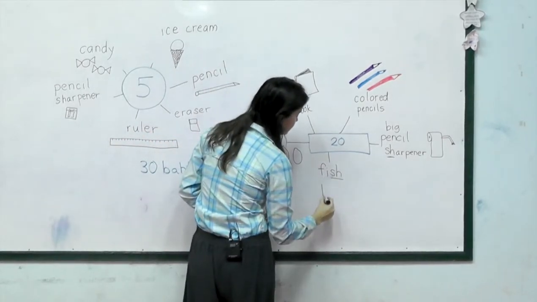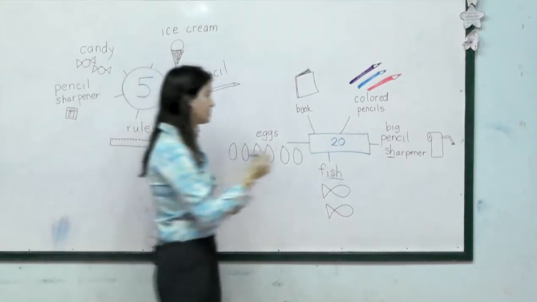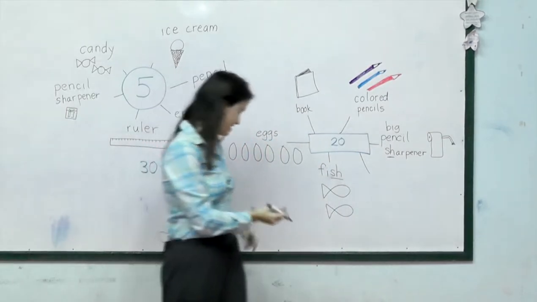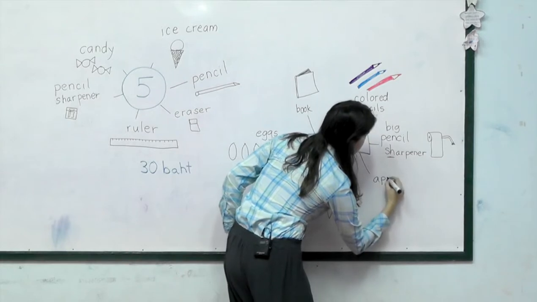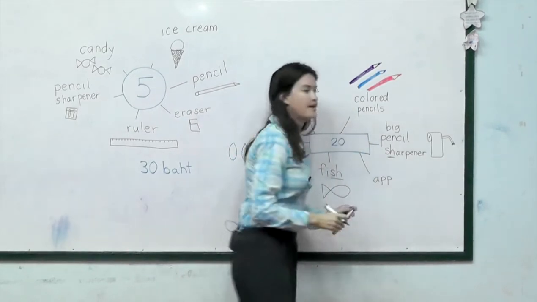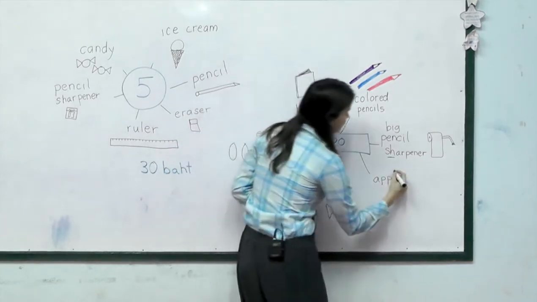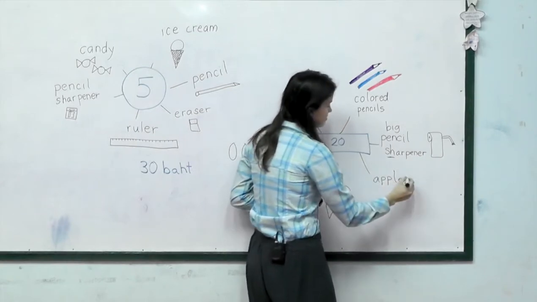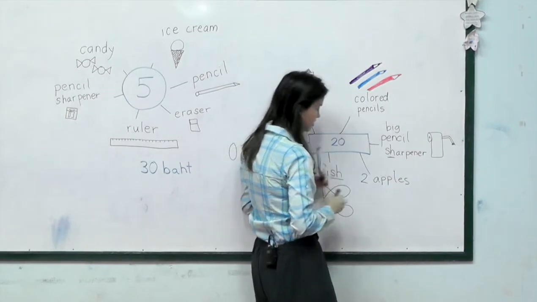Okay. And apple too. We can buy two apples? Yeah. Okay, cool. Apples. What does apple start with? A. Apple. What else do you hear? L. Good. Apple. Two apples? Yes. Okay. Two apples, two fish.